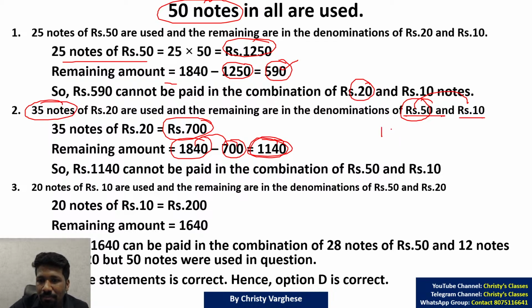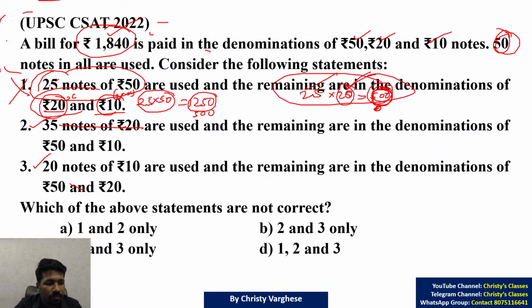So the remaining 15 being 50, again mental math or speed math: 15 into 100 is 1500, so 15 into 50 is 750. The remaining amount is 1140, much more than 750. So the best case scenario where all remaining are 50 rupee notes also will not give you anywhere close to 1140. That is why any other case won't work at all. So the second statement is also wrong. All of you are getting this? Then do the same for the third statement also.